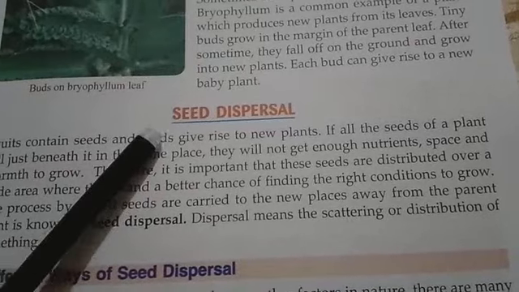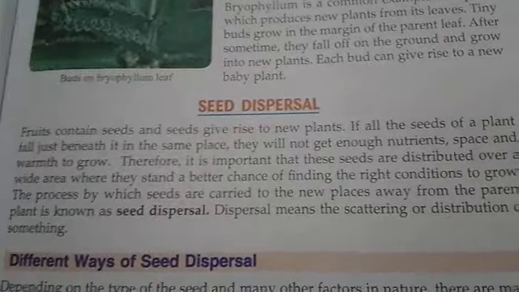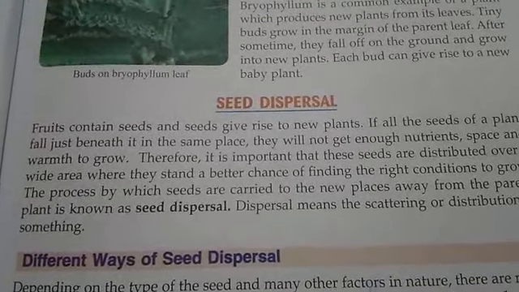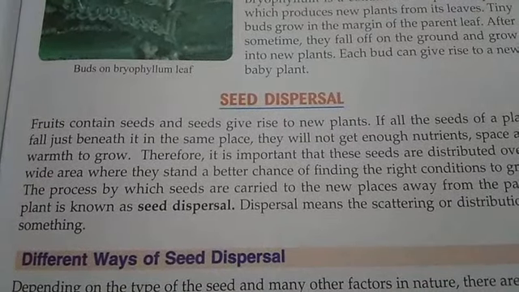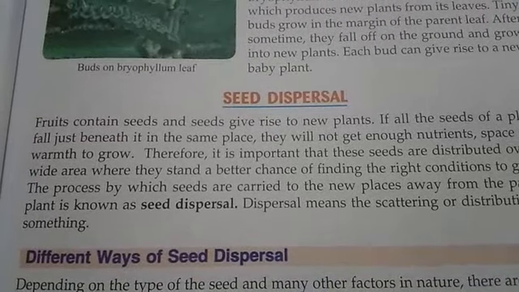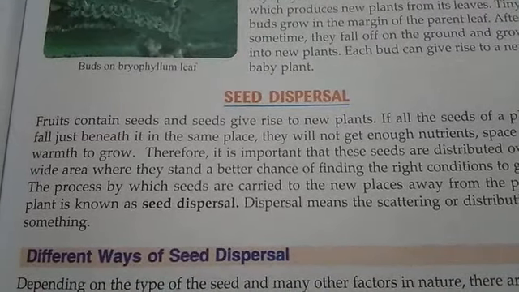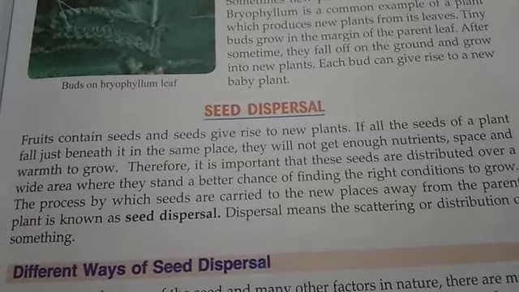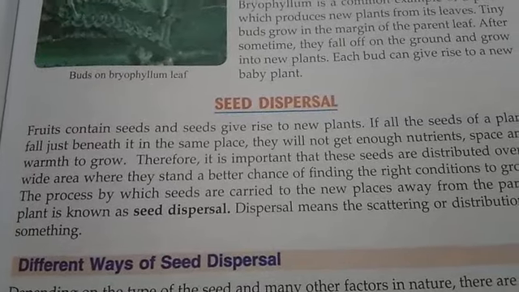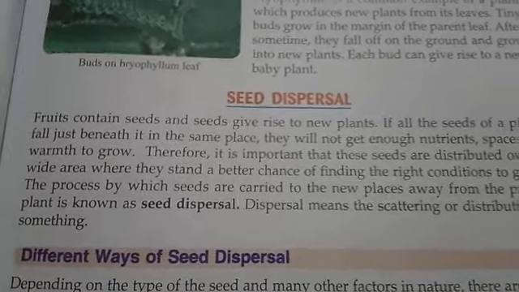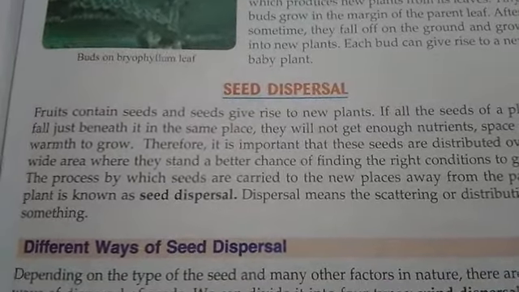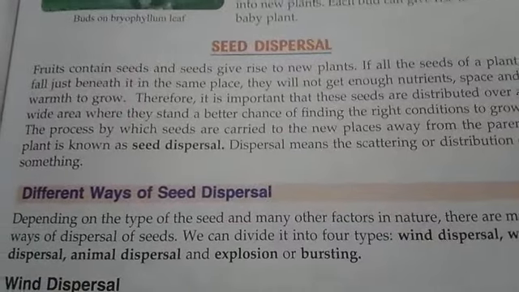Now, I will tell you about seed dispersal. We already learned that fruits contain seeds and seeds give rise to new plants. If all the seeds of a plant fall just beneath it in the same place, they will not get enough nutrients, because all of them will fight for nutrients, and the nutrients they want will not be enough for them. And not only nutrients, but also space and warmth to grow.